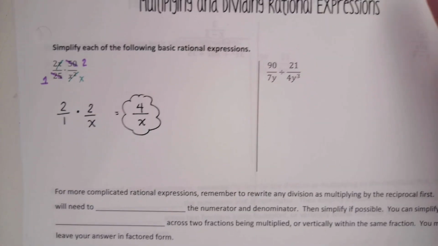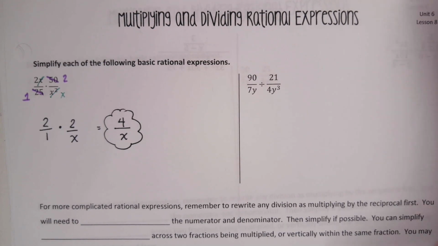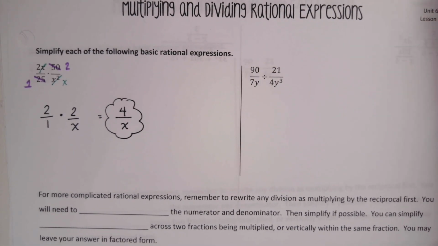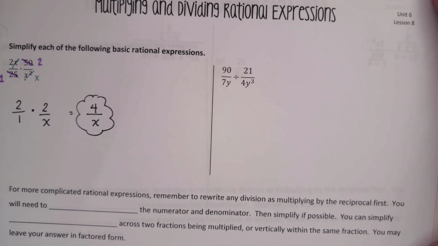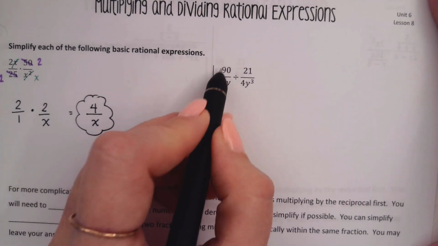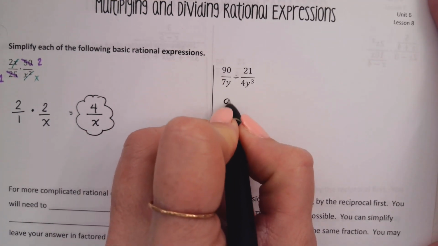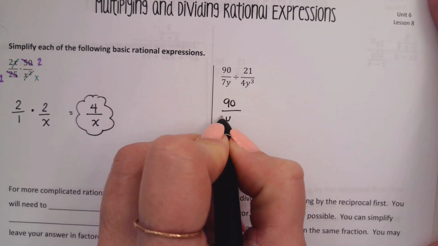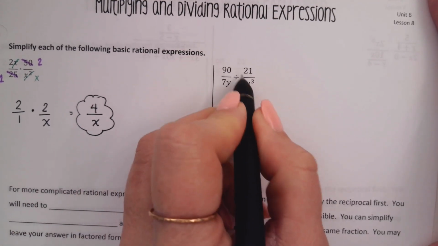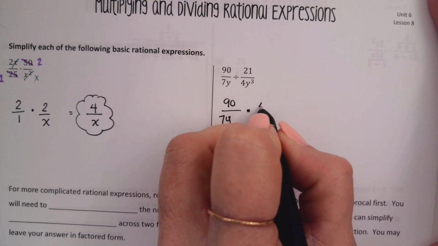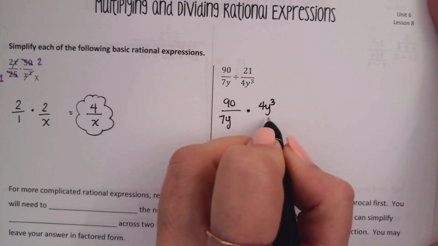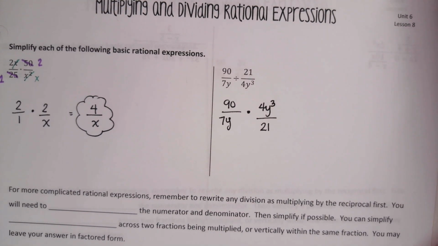Okay, number two. We cannot simplify on a division problem as is. So what I want to do first on my division problem is turn it into a multiplication problem. How do we do that? Yes, good old keep, change, flip. You're going to keep the first fraction the same, 90 over 7y. You're going to change that division to a multiplication sign, and you're going to flip the second one over. You're basically multiplying by the reciprocal, is the technical name.